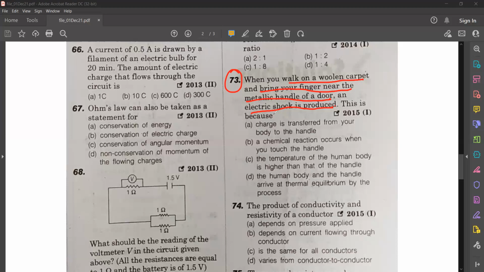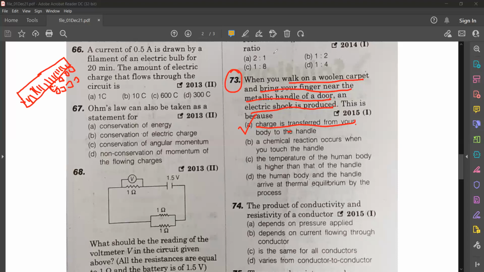The answer is charge is transferred from your body to the handle. For example, we have seen if you rub a comb in your hair and then bring it towards some paper bits, what happens? The paper bits get attracted to the comb, isn't it? That is because of the transfer of charge. So here the answer is charge is transferred from your body to the handle.